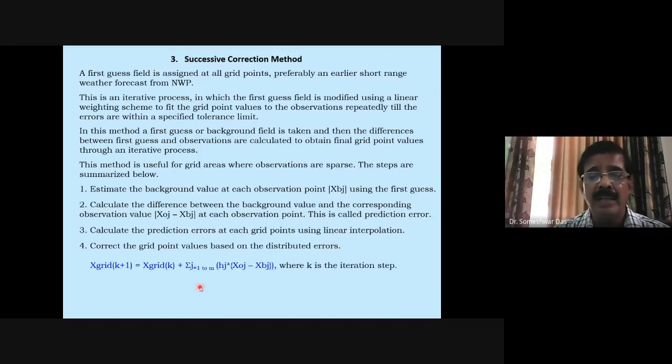And this is how the correction is found: the value at the grid point x at the next iteration number k plus 1 equals the previous value at that grid point at iteration number k, plus the sum from 1 to m, where m is the number of observations, of the weight times (xoj minus xbj). Xoj is the observation at point j, xbj is the background value at point j, and k is the iteration step.